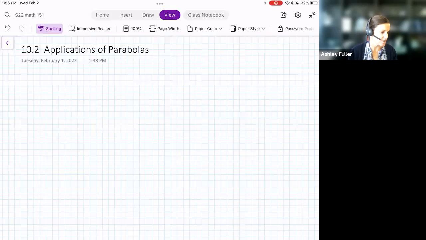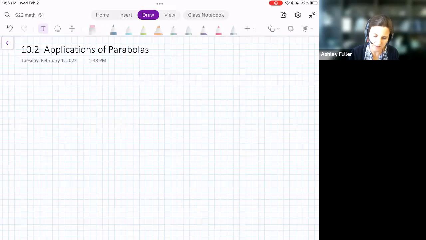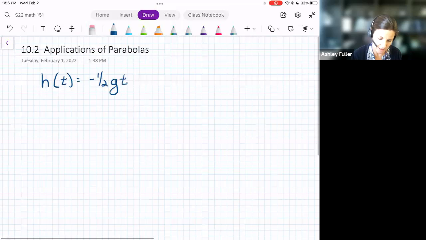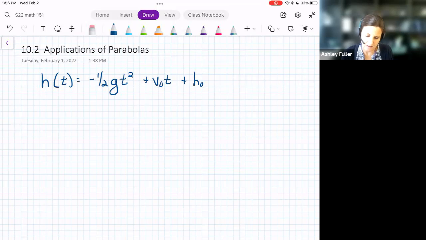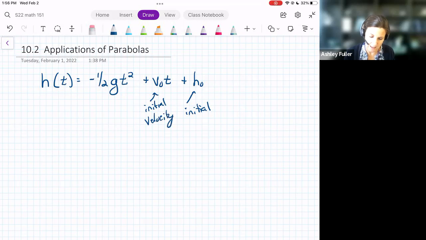When we look at applications of parabolas, we've studied some in previous classes where we looked at the idea of parabolic motion when you throw something. And if you remember, we measured the height of an object as -1/2 g t squared plus v naught t plus h naught, where this would be the initial height, this is the initial velocity, this is the time it takes the object to travel, etc.